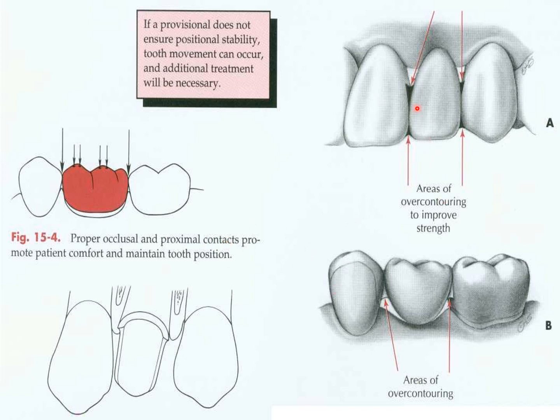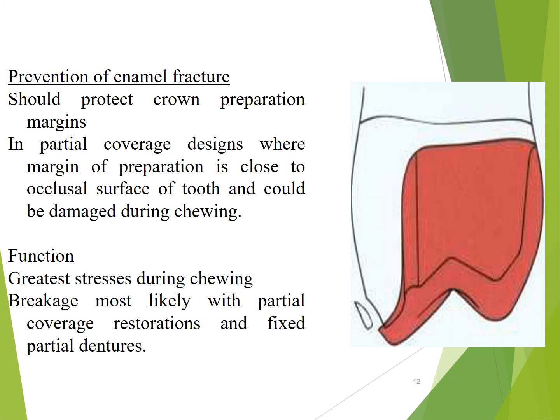So as you can see in photos A and B, we are talking about over contouring in the anterior region and in the posterior region. So we'll be discussing in detail in the later slides. Prevention of enamel fracture. You can see the enamel fracture here.